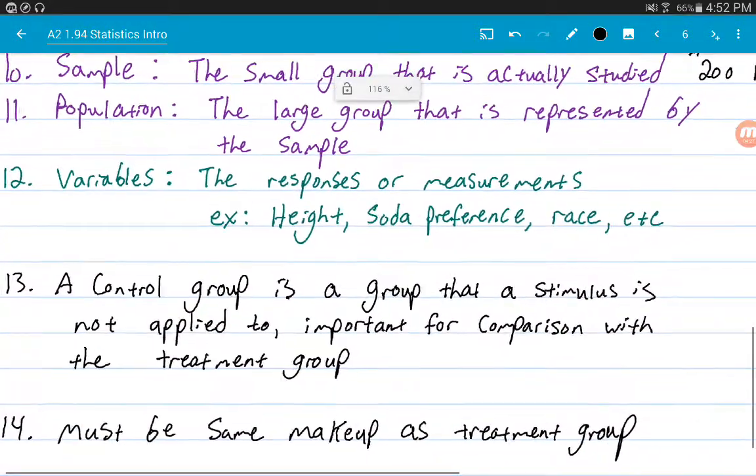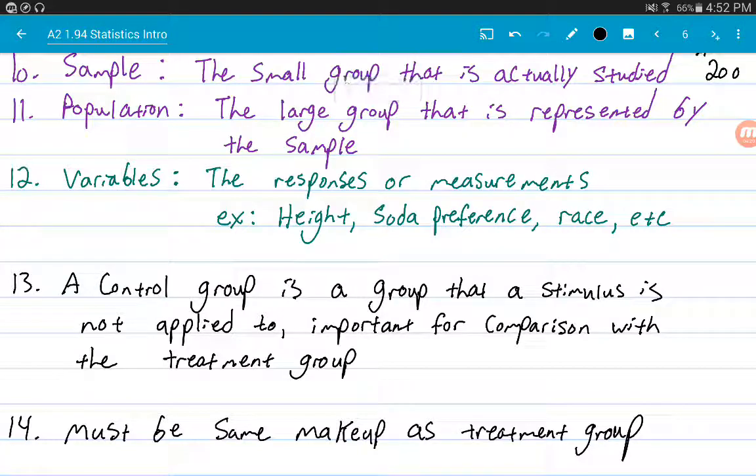The variable is the responses or measurements. For example, like height or soda preference, race, gender. Those are the category that all the answers fall under. So those would be the variables.